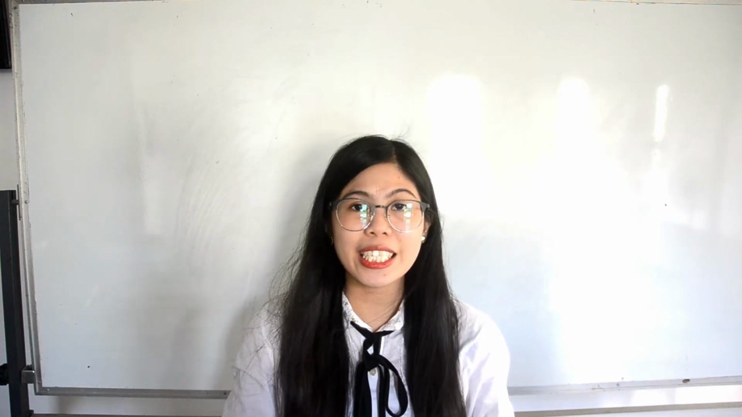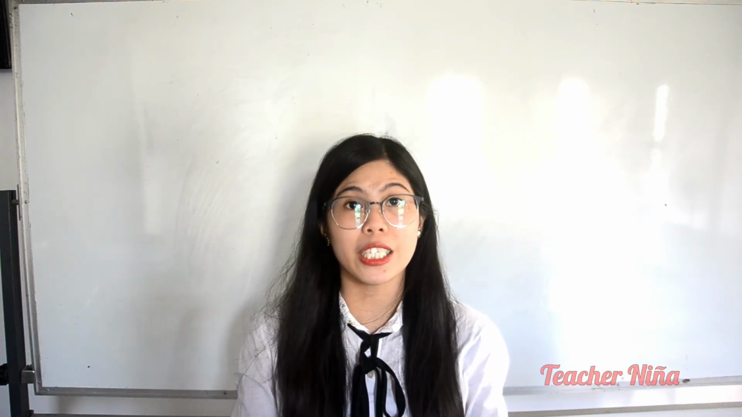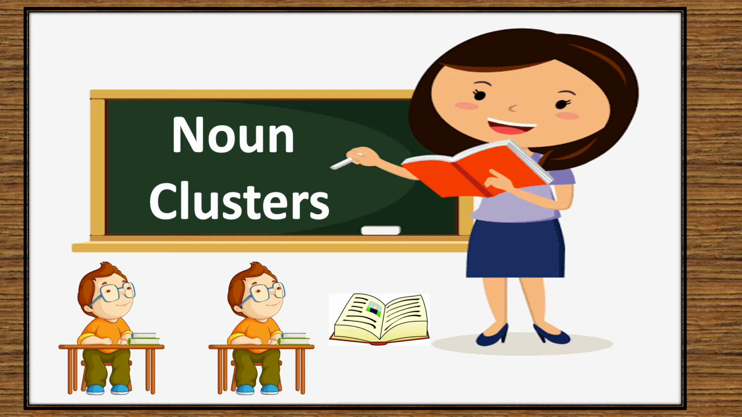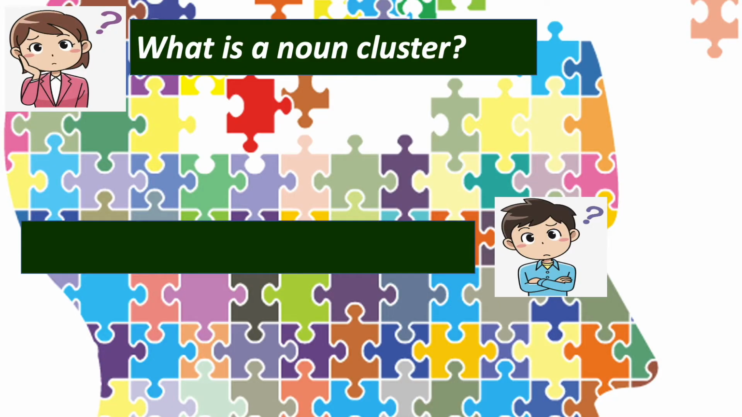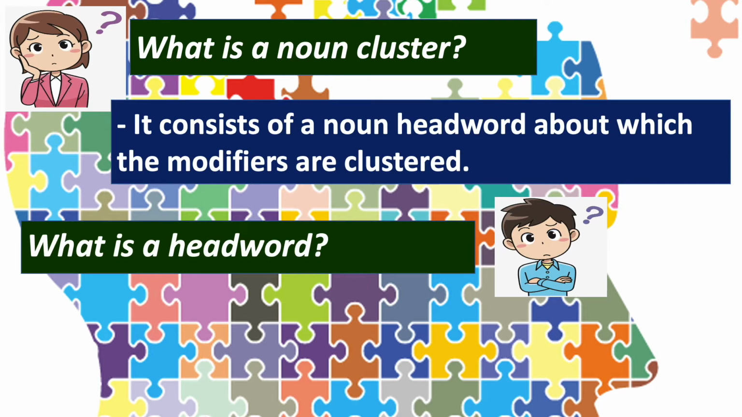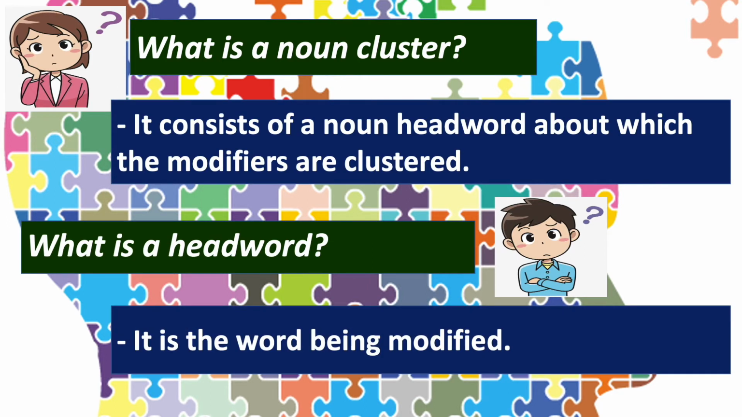Okay, in today's lesson, we will discuss noun clusters. So what is a noun cluster? When we say noun cluster, it consists of a noun head word about which the modifiers are clustered. And what is a head word? It means the word being modified or described.